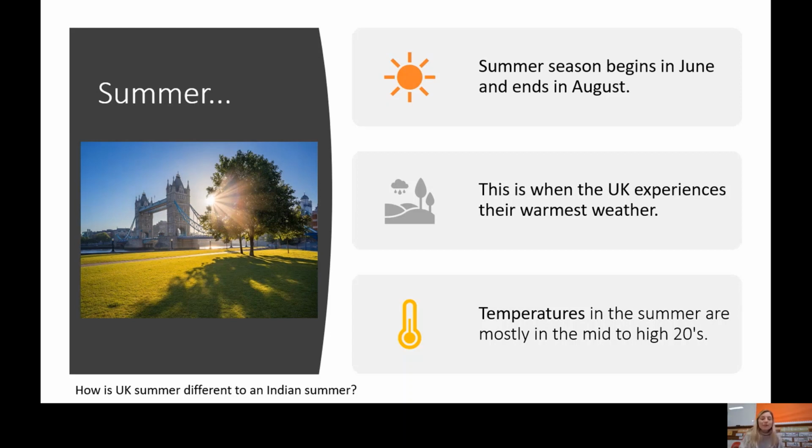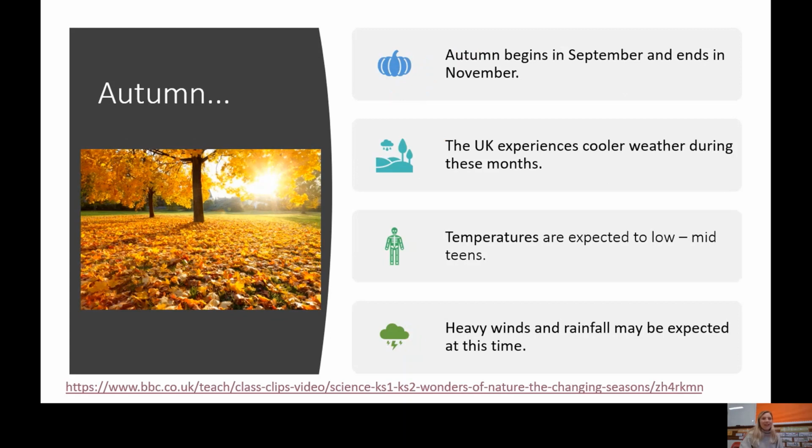So that leads me to my question. How is a UK summer different to an Indian summer? Pause me, have a think, and play when you're ready. Okay, so the main difference is that it does not get as hot in our summer. The climate is actually much milder. The temperatures are lower than an Indian summer.